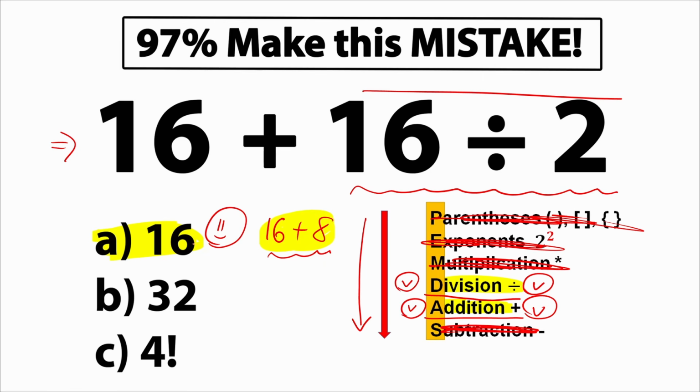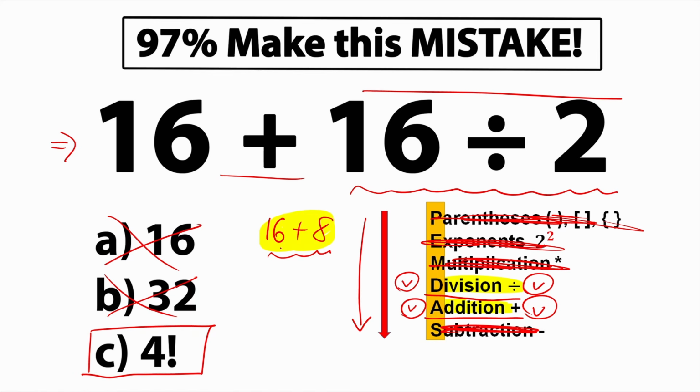In the beginning we had a suggestion that 16 is the correct answer, but 16 is a wrong answer, because we just did it from left to right, and we didn't care about addition and division. So this is a wrong answer, this is a wrong answer, and this 4 factorial is the same as 24, because right here we have 24. Yeah, 24 is the correct answer. So this is our option C.